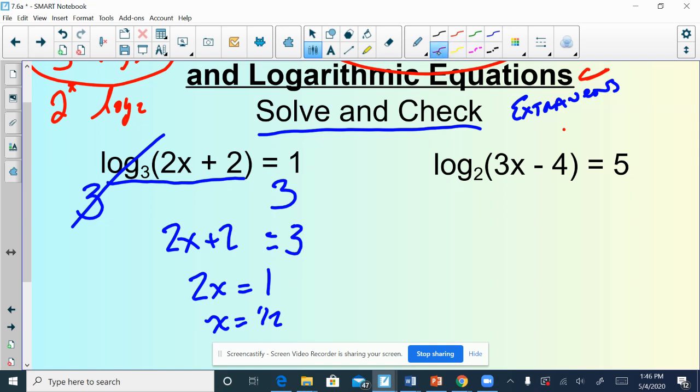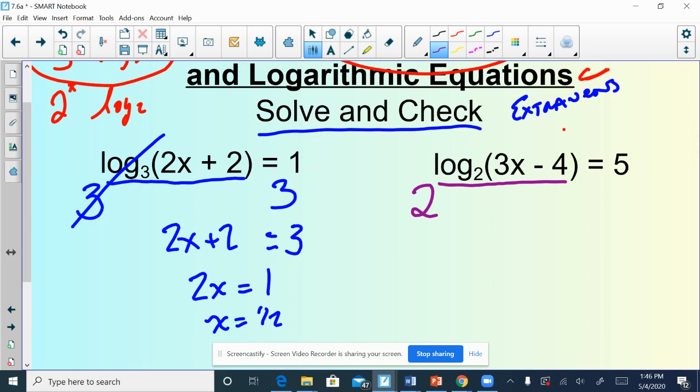Let's take a look at another example here. Log base 2 of 3x minus 4 is equal to 5. Now, I want to get rid of the log base 2. We know what undoes a log base 2. That would be 2 to the power of. Remember, 2 is now the base. This whole statement here is now an exponent. That's because 2 to the power of log base 2, those are inverses of each other. They're going to cancel each other out.